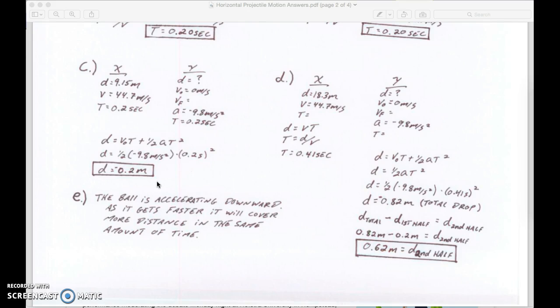And the issue is that the ball is accelerating downward, so it covers more and more distance falling in the vertical direction every bit that it goes. Because it's accelerating, it's getting faster and faster downward, so it's covering more and more distance every second.